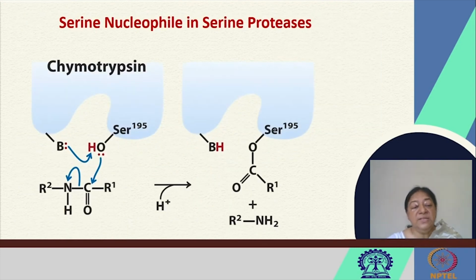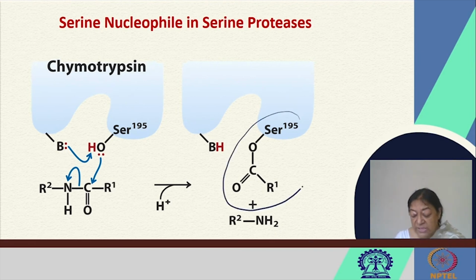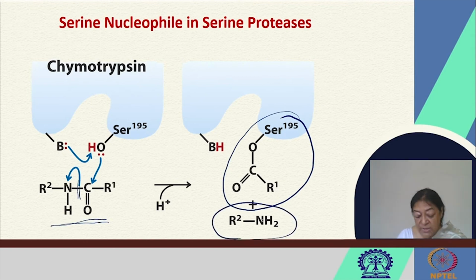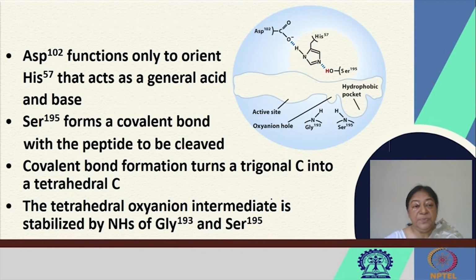So the serine is the nucleophile, serine 195 is the nucleophile, and we have a covalent linkage formed, which is important in the breakage. So here is our peptide bond that is going to be cleaved, and here we have the R2 being lost initially, the R1 still connected, which will subsequently be released.